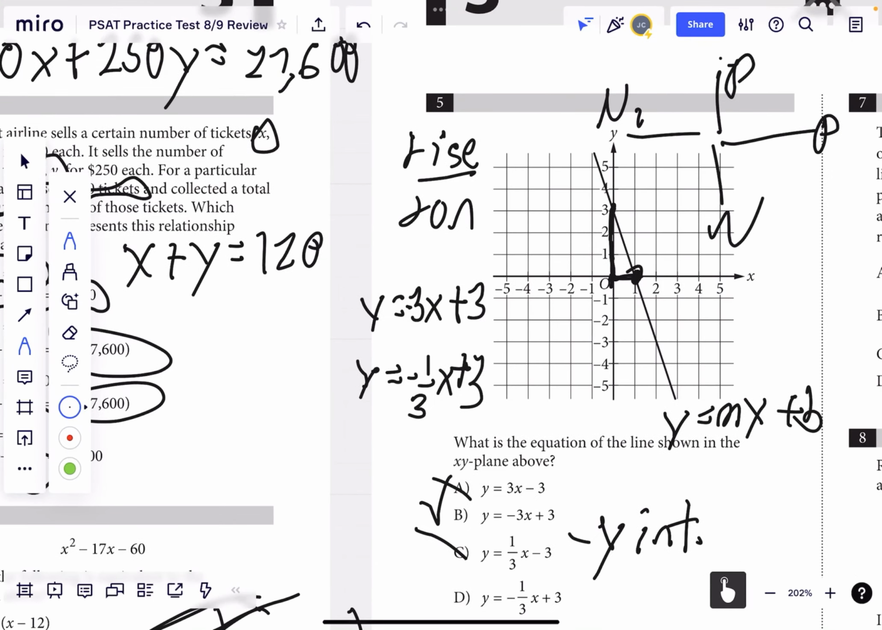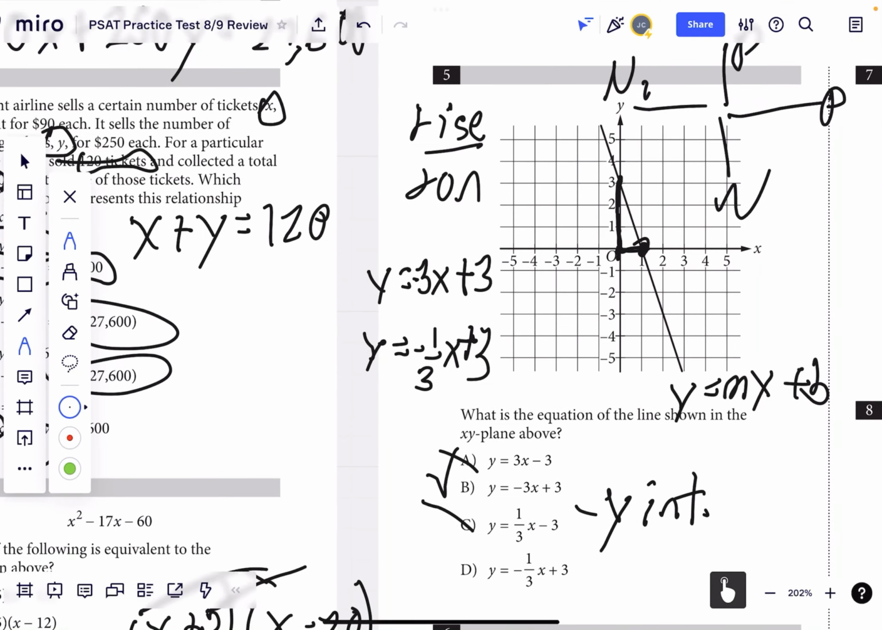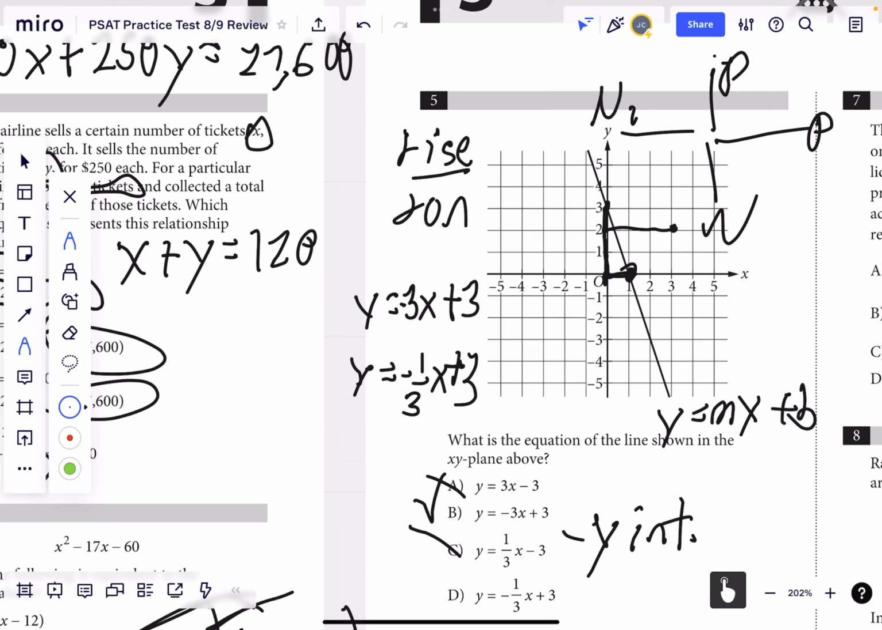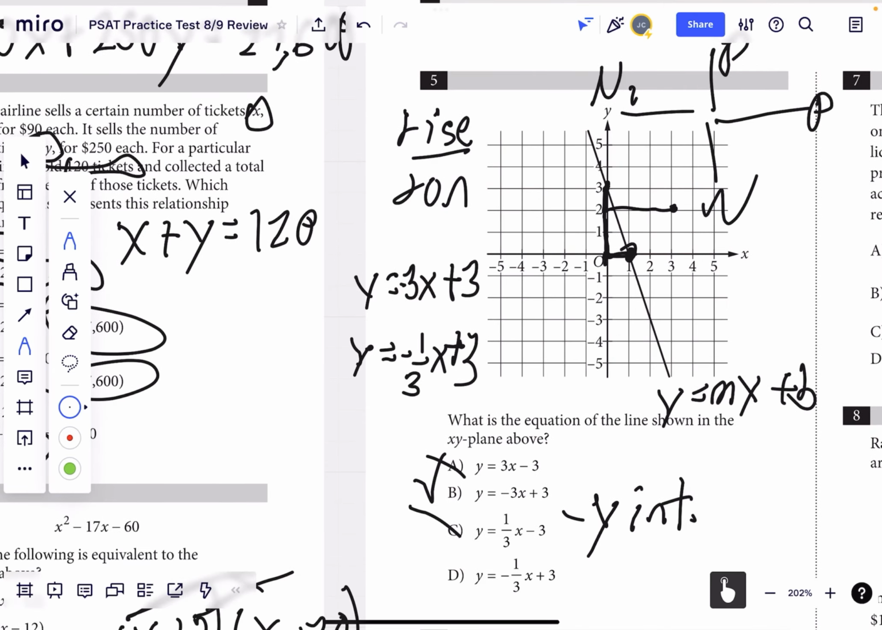Now if we try rise over 1, so we can go down 1 and right 3, as we can tell, we're not on the line. Now we can do this the opposite way. So hopefully that helps. You go up the value you've got, and you go to the right the value you've got. And when it's negative, for one of them, you go down or to the left.